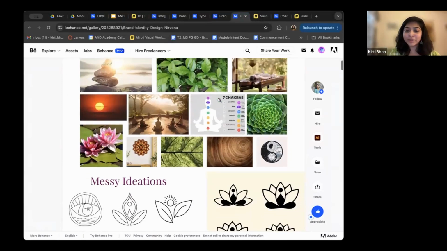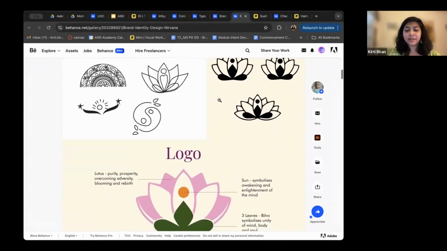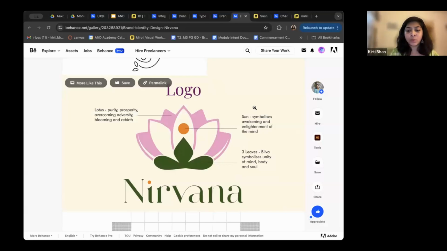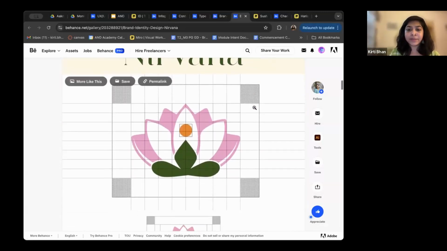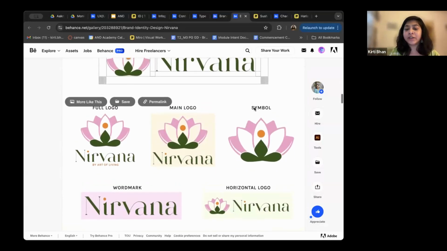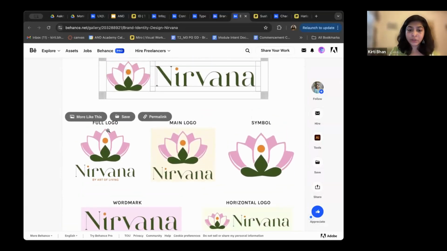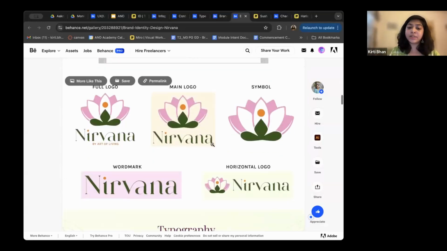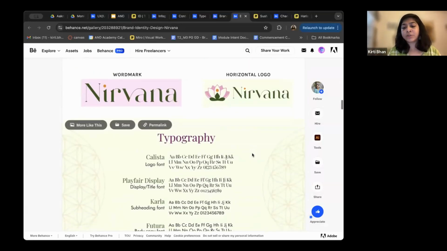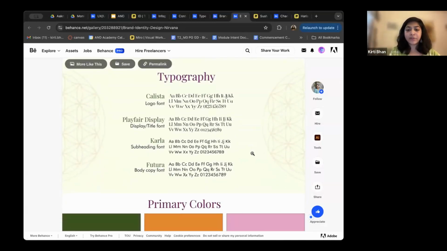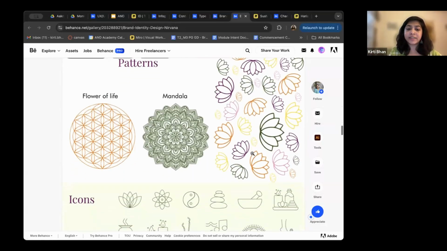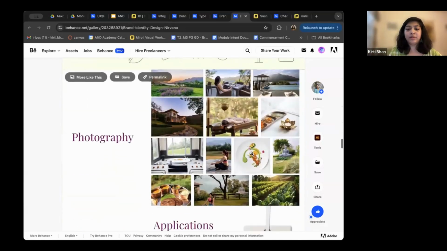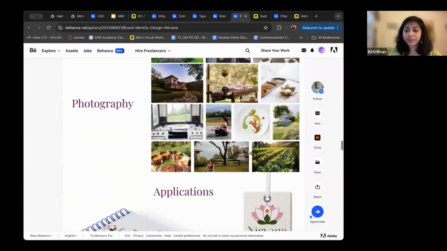This is the mood board, some messy ideations. Every element of the logo is saying something, bringing everything together. Colors, setting them in the grid, having logos for different areas. For when you want to use the full logo, you use this main logo, symbols, word mark, horizontal logo, and all the color options that are available. Now talking about the typography she has used, the colors, patterns she was exploring with, icons, and photography that really helped her to reach here.